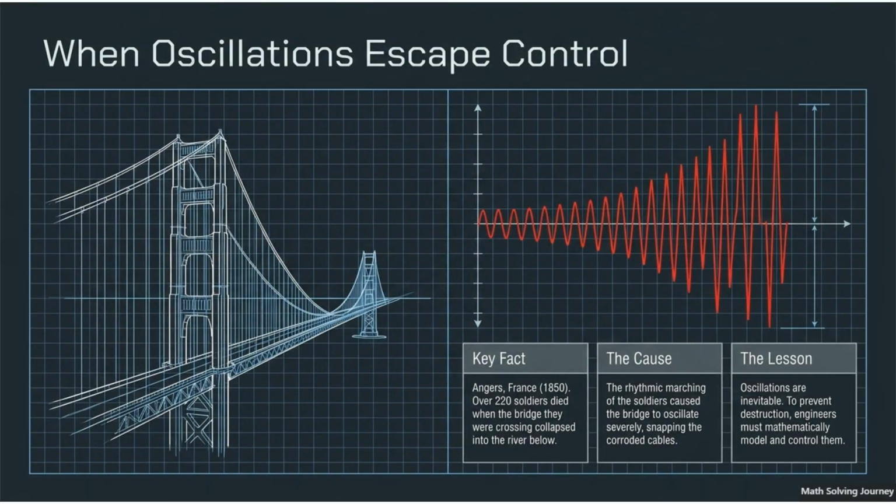Oscillations can escape control, leading to catastrophic failure. An example is the Angers Bridge collapse in 1850, where soldiers' rhythmic marching caused the bridge to oscillate severely and collapse. Engineers must model and control oscillations to prevent destruction.